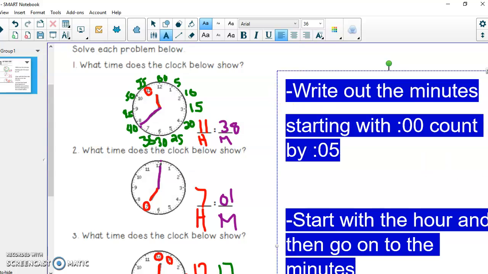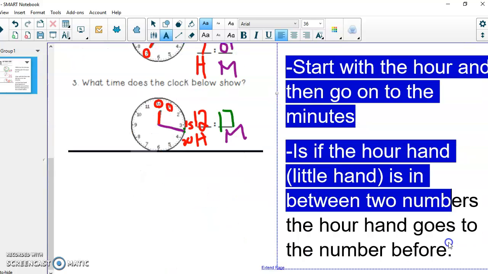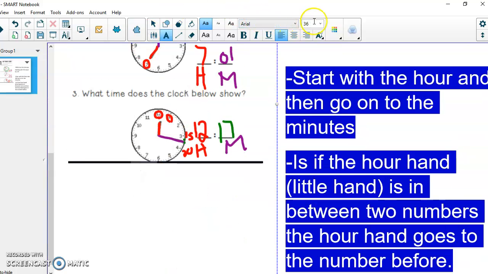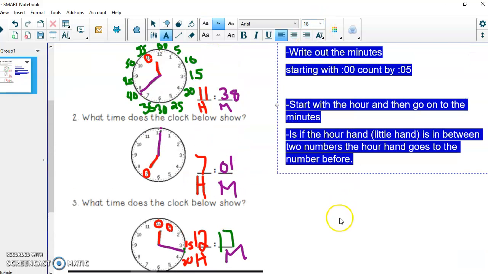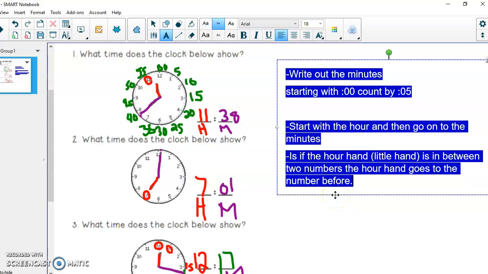So I hope that this helps a little bit with telling time. I'm going to make another video with elapsed time, and that's those trickier problems where you have to see how many minutes have gone by. But please write this down, take notes, and use this as a reference when you are solving your problems.